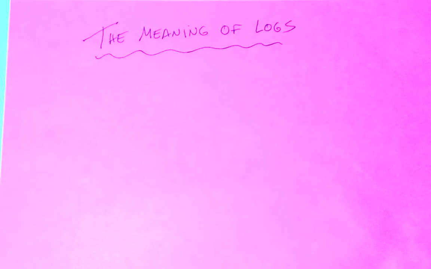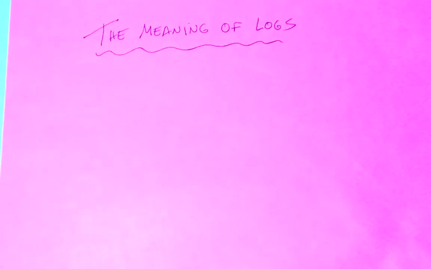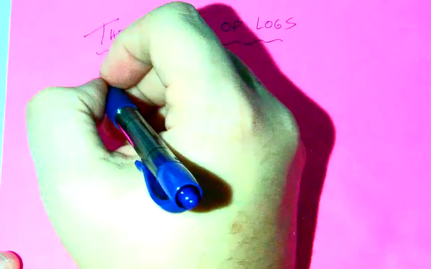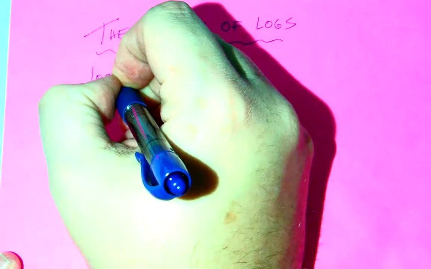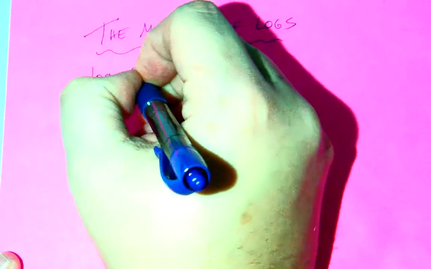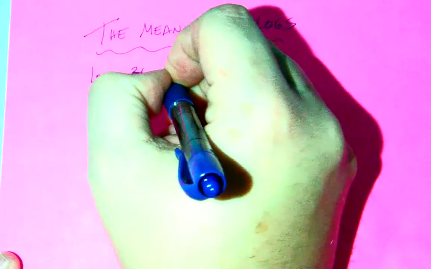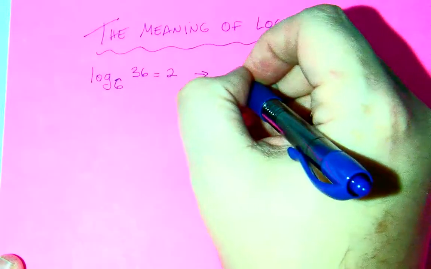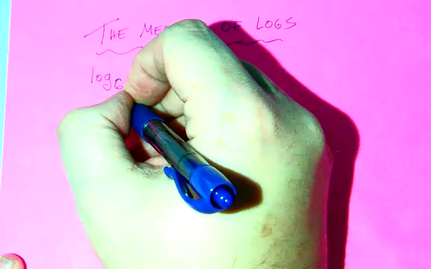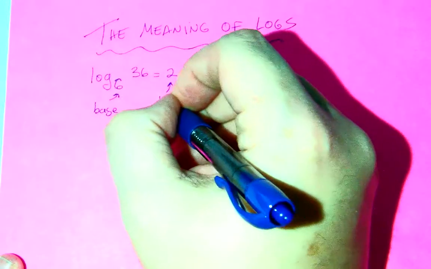Alright, the meaning of logs. Logarithms, that is. Now, a logarithm is a different way of writing an exponential situation. For example, if you have log base 6 of 36 is equal to 2, what this means is the 6 is what we call the base. The 2 is the power.